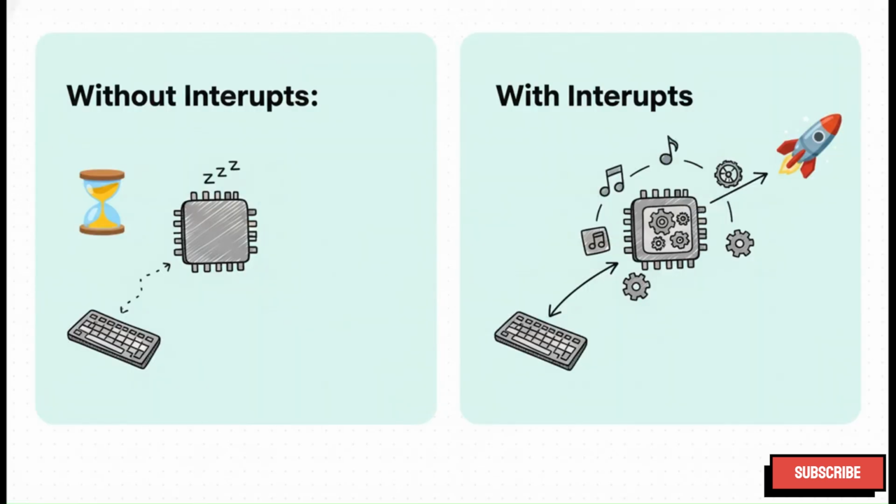So why is this so critical? Because compared to a processor, we humans are moving in slow motion. Without interrupts, your computer would be waiting for you to type a letter, and the whole time the processor would just be sitting there, doing nothing, twiddling its digital thumbs. But with interrupts, the processor can be working on thousands of other things in the background. Your keyboard only has to interrupt it for a microsecond when you actually press a key. It's a game changer for efficiency.